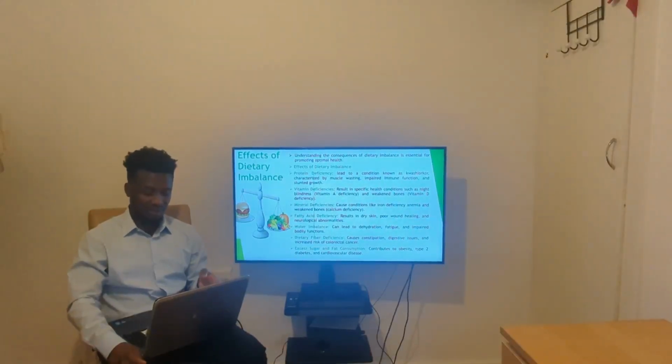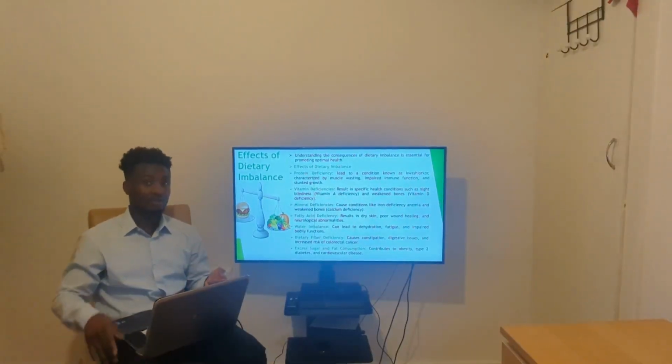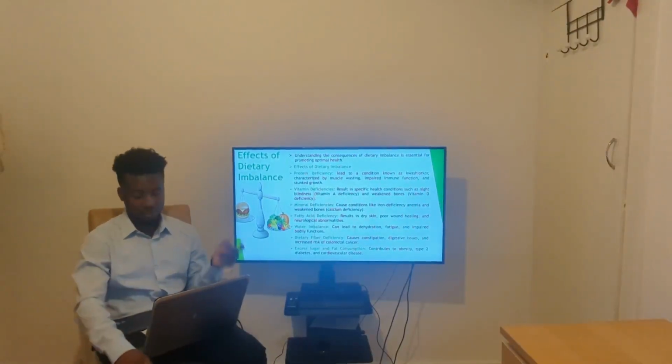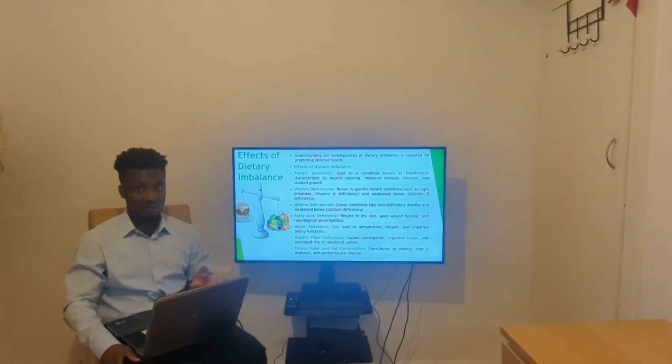Dietary fiber deficiency causes constipation. It causes digestive issues, so there will be issues in our digestive system, and increased risk of colorectal cancer. Then excess sugar and fat consumption can lead to type 2 diabetes, obesity, and cardiovascular diseases.